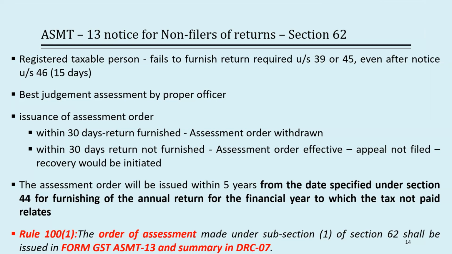The next section under which we may receive a notice is section 62. What does section 62 deal with? Section 62 allows a notice to be given to those registered taxable persons who fail to furnish their return under section 39 or 45, that is your monthly returns, annual returns or final returns, even after a notice has been served under section 46. What is the notice under 46? The section 46 notice is GSTR 3A, which is automatically generated in the common portal if you don't file the return within the due date.